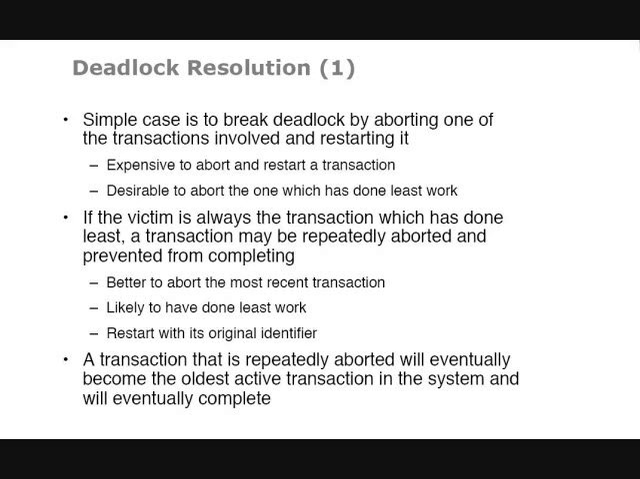So if the first time it looks to be the newest transaction, if we restart it with the original identifier, it will become older, and at some point it will have some chance of completing. So that is one possibility. If we have a transaction that is repeatedly aborted because it's the newest, but we started with the old identifier, eventually it will become the older transaction and it will be allowed to complete. So then we don't have a situation where the same transaction is aborted over and over again.